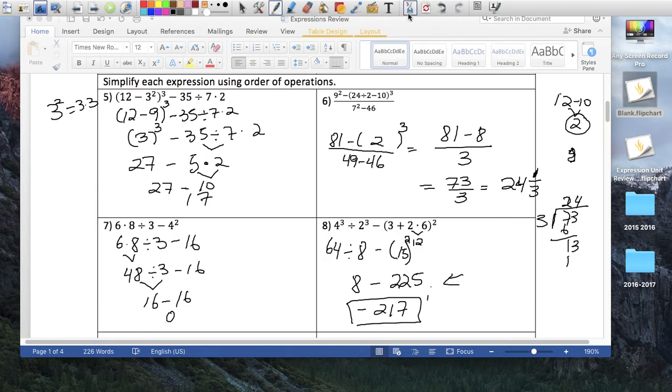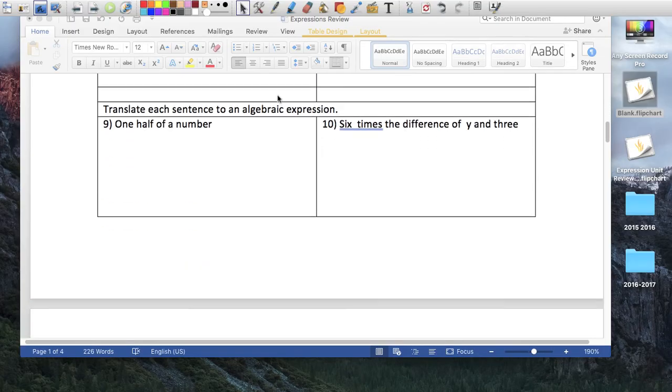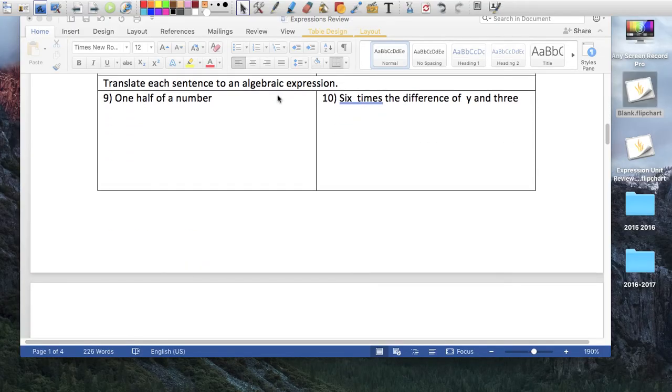Let's go down to the next questions. Translate each sentence to an algebraic expression. I think it's easier if you always just do it right there. Literally translate bit by bit as you go along through the sentence. Of its times a number we don't know, so pick a variable, pick a letter, and let's just say 1/2 of n. So if you want to clean it up, that's what it will look like.